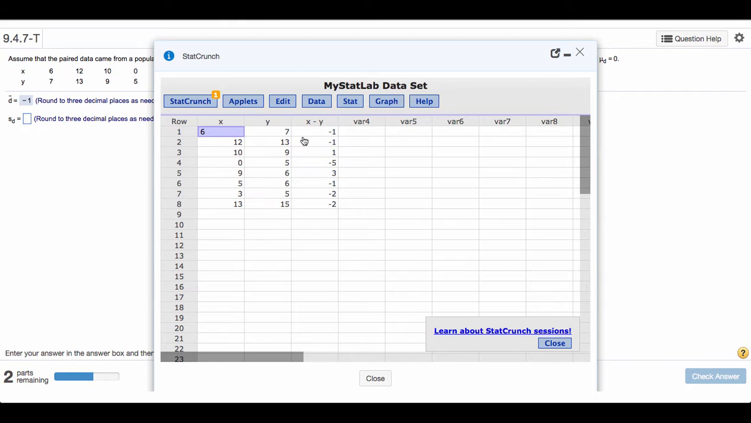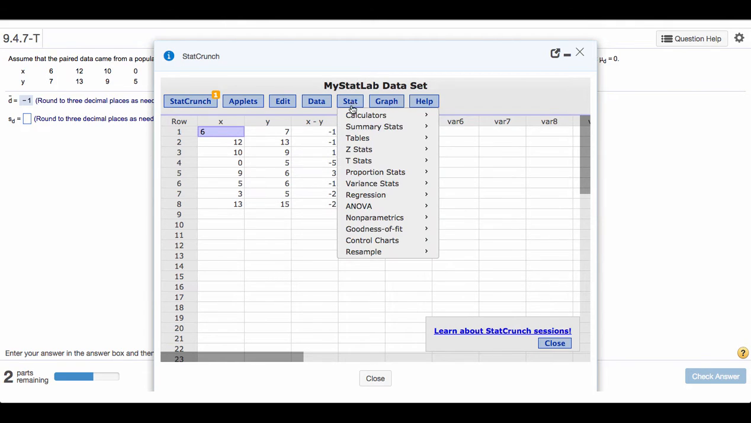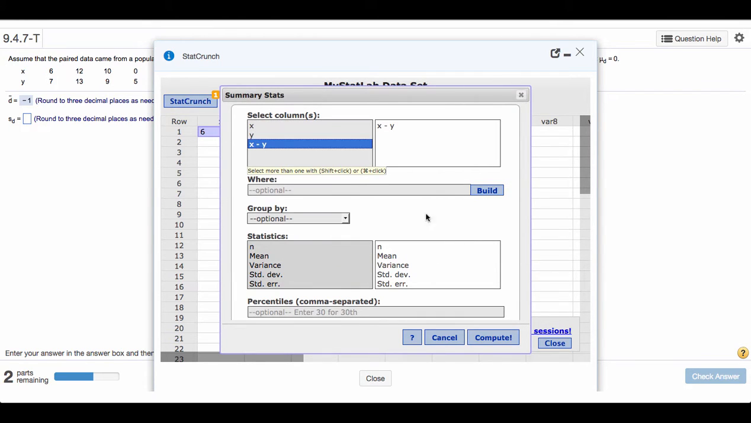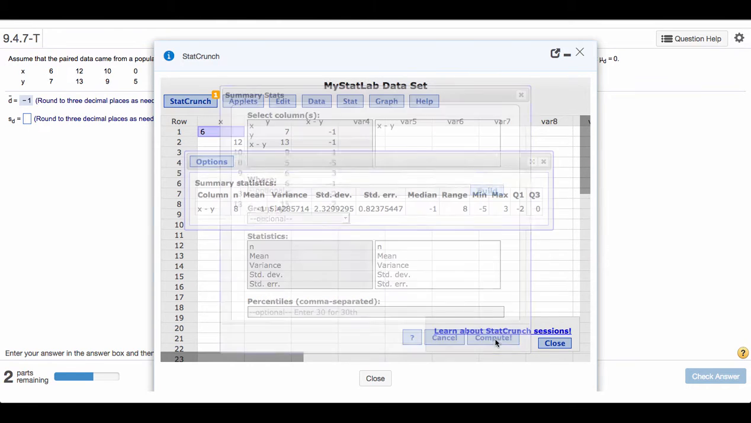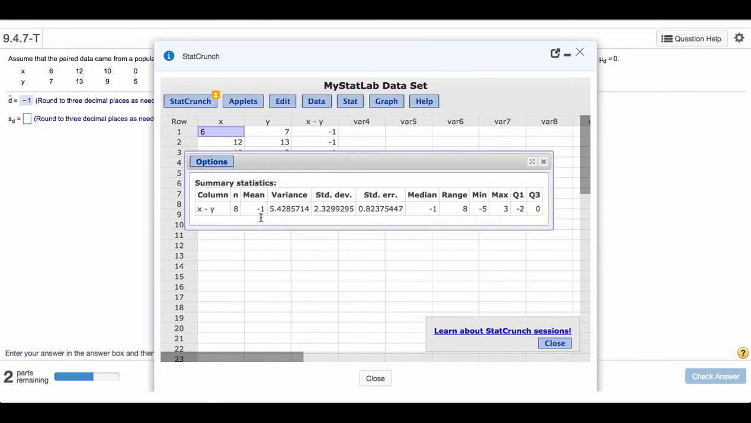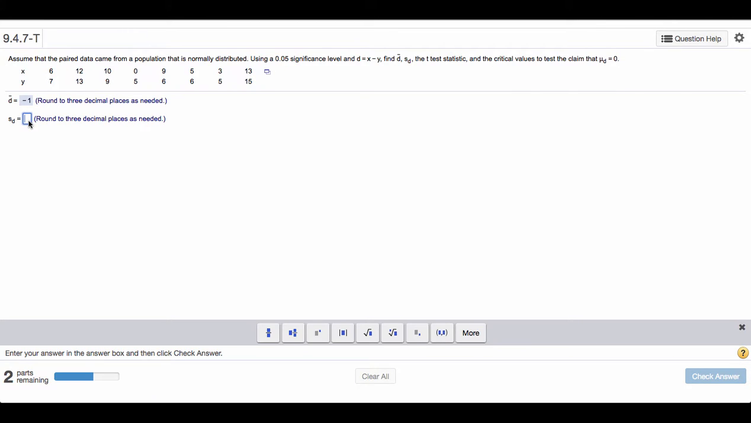In the first entry, we have 6 minus 7, which gives us -1, and then 12 minus 13 gives us -1, and on down. In order to find the mean and standard deviation, we'll click Stat, Summary Stats, Columns, and use the x minus y column and click Compute. Now we have the mean, it's -1, and the standard deviation, 2.330 if we round to 3 decimal places as called for in the problem.